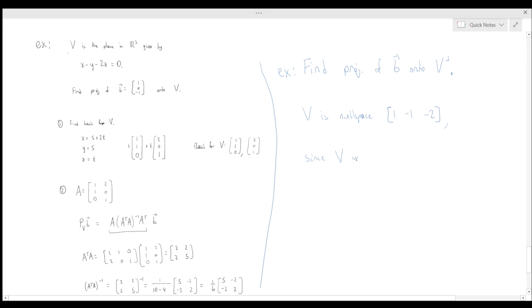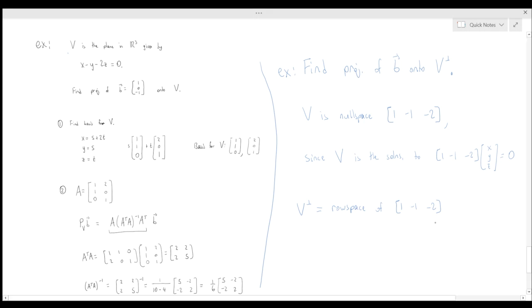Since V was the set of all solutions to the equation x minus y minus 2z equals 0, and that equation is the same as this equation here. Right. So if V was the null space of this matrix, then that means that the orthogonal complement of V would have been the row space of this matrix instead, because we talked about how null space and row space are orthogonal complements.